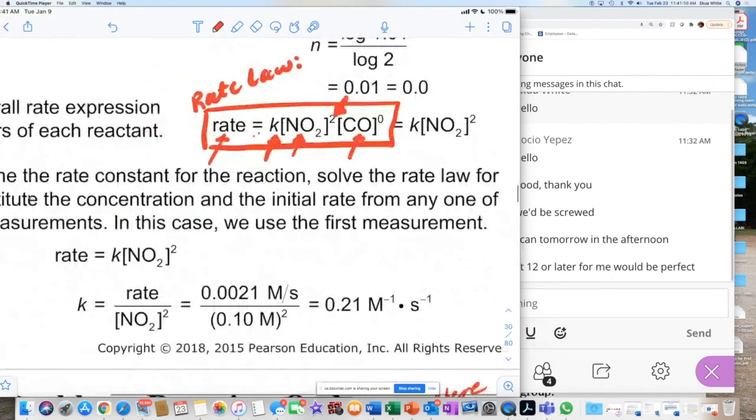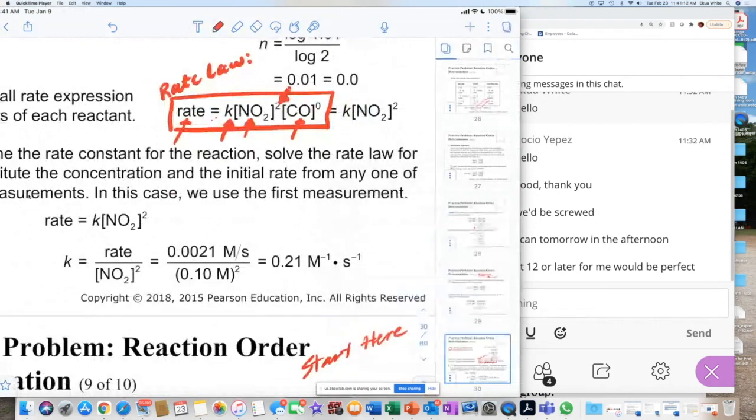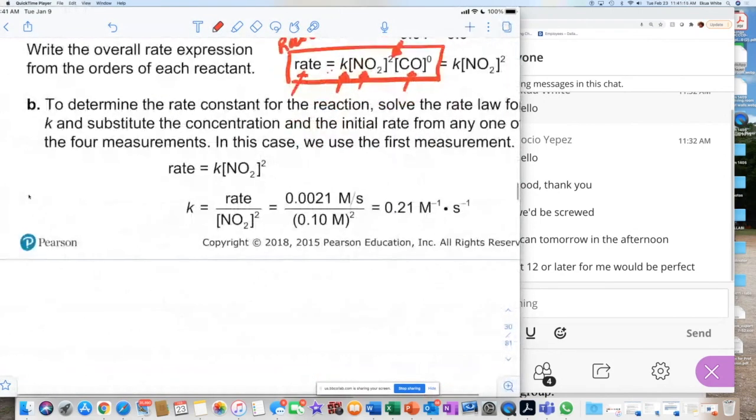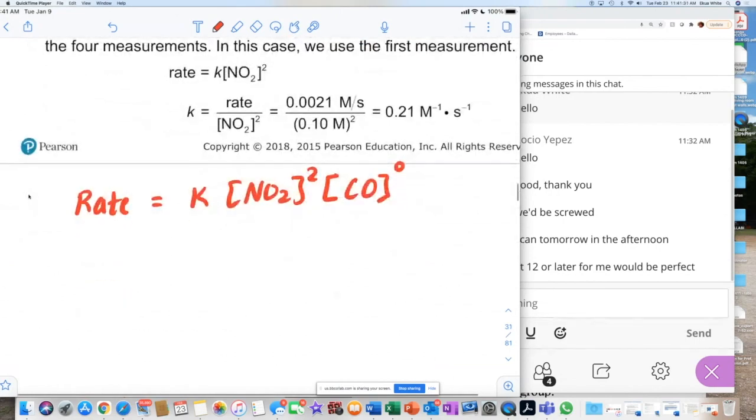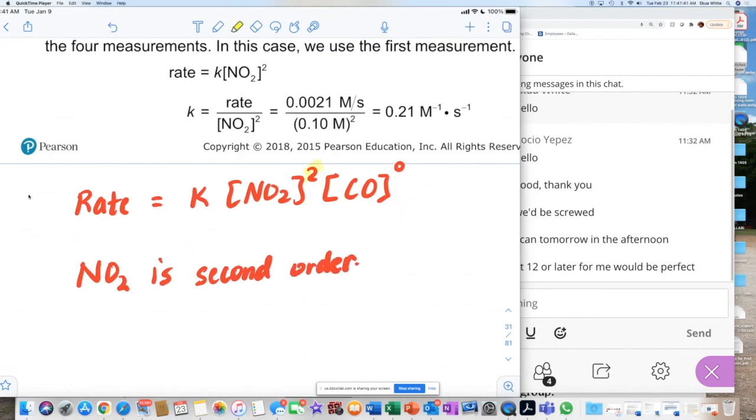Let me go ahead and analyze this as we go into the details. So rate is equal to K [NO2] raised to the power 2 [CO] raised to the power 0. So we see that NO2 is second order, right? Second order based on this number here. So if somebody asks you what is the order of reaction, you would say NO2 is second order.